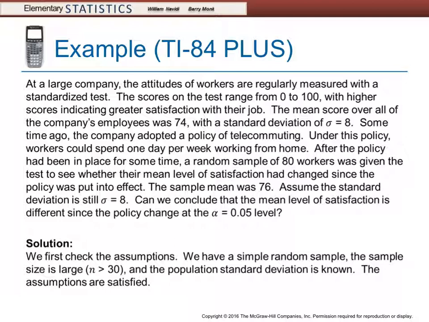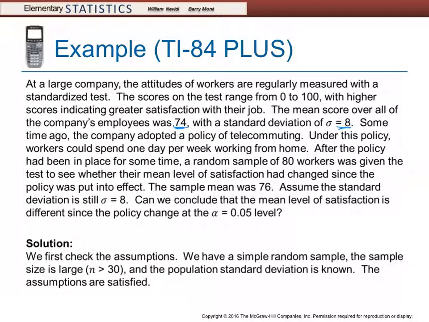So again, we'll do the same type of example for the large company and attitude of workers that are regularly measured with a standardized test. Again, the scores range from 0 to 100. The higher scores indicate greater satisfaction with their job. The company's overall mean score was 74 with a standard deviation of 8. The company developed a policy of telecommuting. Under this policy, workers could spend 1 day a week working from home.